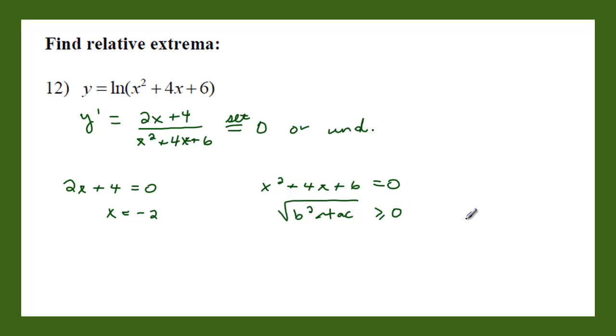Greater than or equal to 0. Otherwise, there will be no real solutions. So when we check this, we've got 4 squared minus 4 times 1 times 6. And that's a negative number. So this is not true. So that means that there are no real solutions here.